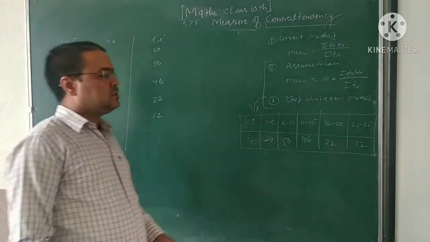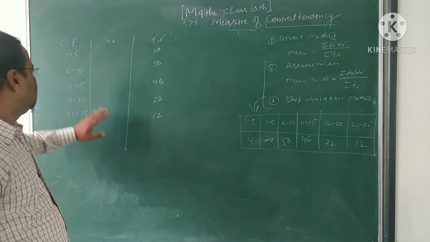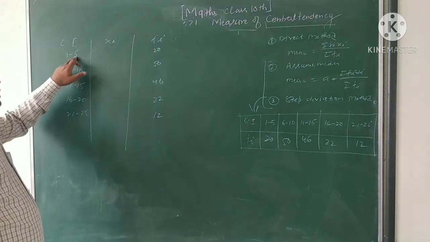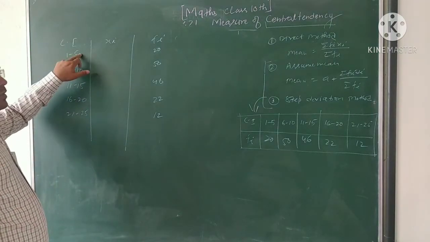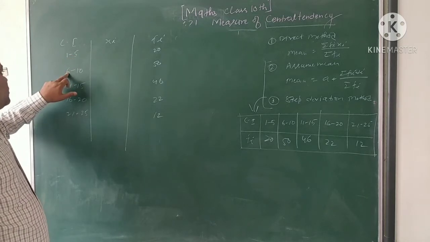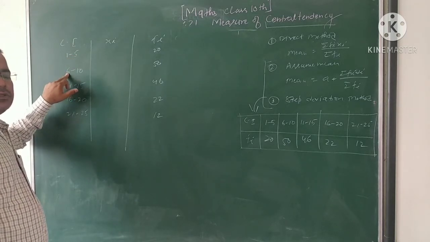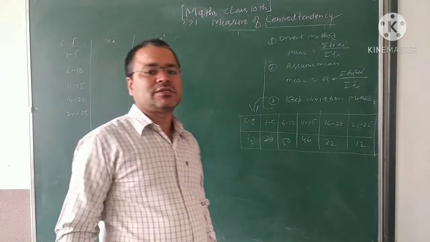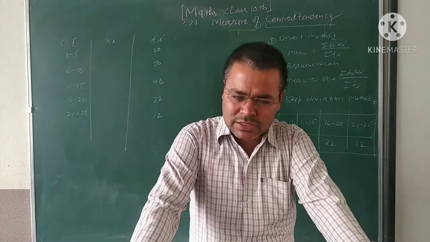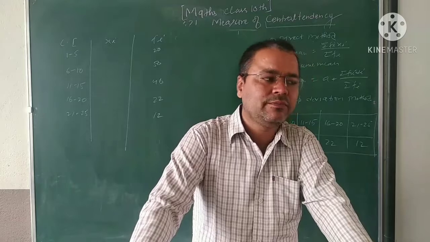Here the class interval is 1 to 5 and 6 to 10 next. Means the upper limit of the previous class interval is not equal to the lower limit of the next one. This is called discontinuous class interval. Continuous class interval, discontinuous class interval.